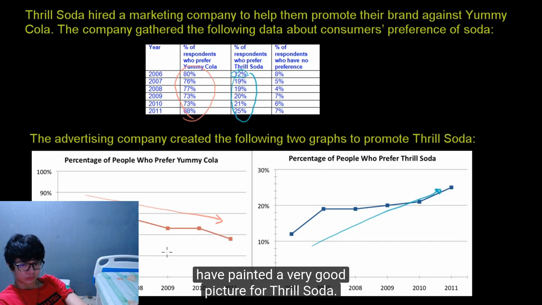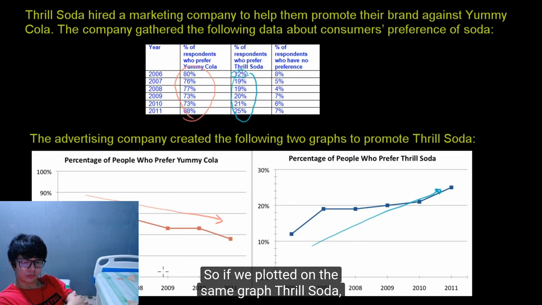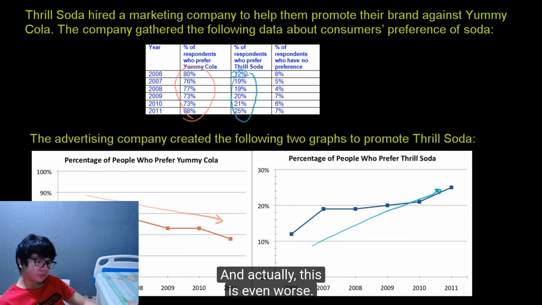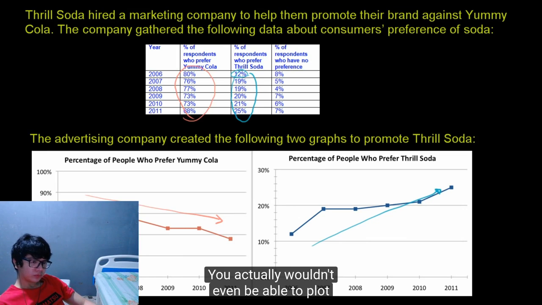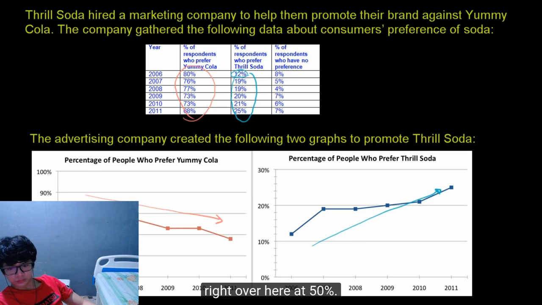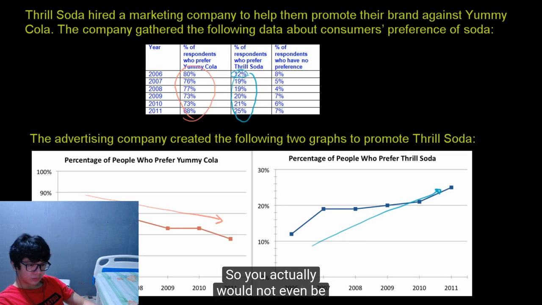Although if they did that, that wouldn't have painted a very good picture for thrill soda. So if we plotted it on the same graph, thrill soda, let's try that out. So in 2006, 12, and actually this is even worse. You actually wouldn't even be able to plot thrill soda on this graph because they started this graph right over here at 50%. They didn't even start it at 0%. So you actually would not even be able to plot thrill soda on this graph.